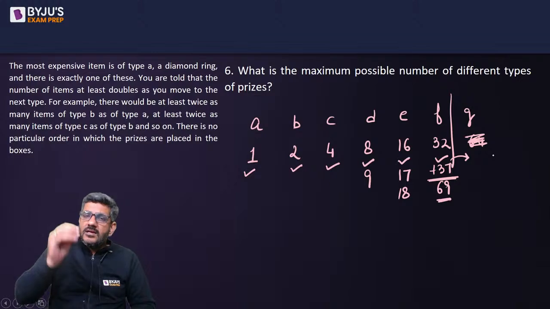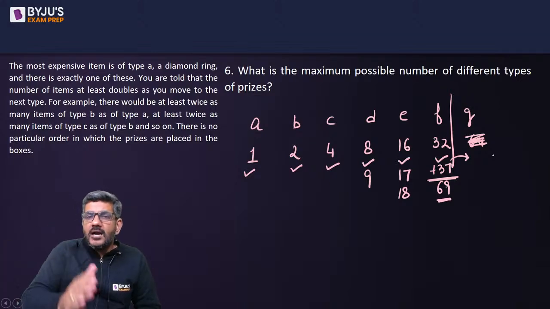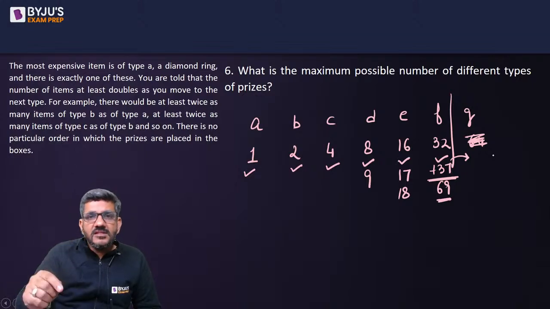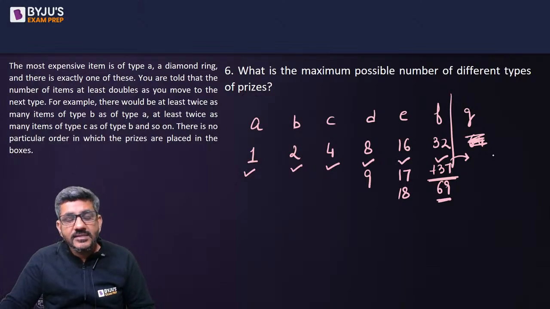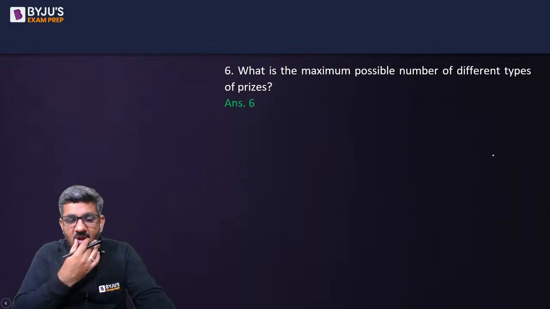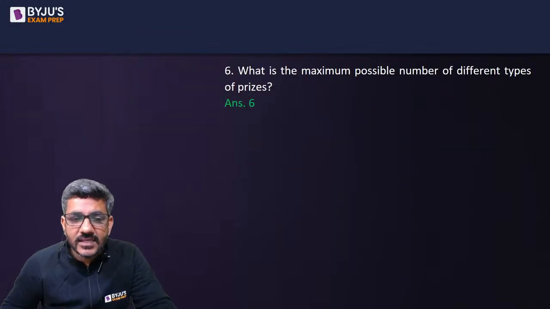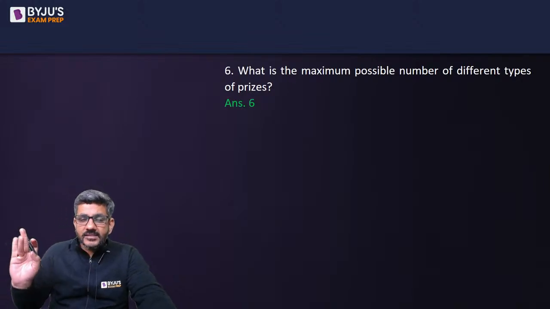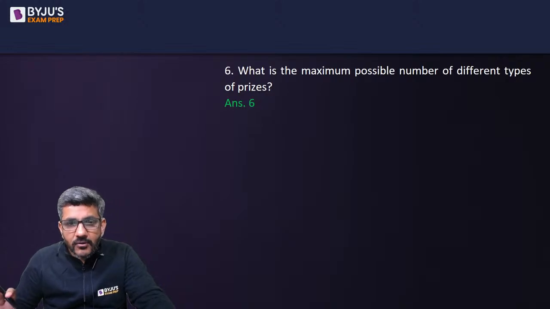The point is, types की जब मैं बात कर रहा हूं, I can't go above 6 because even if I take seventh type should have minimum 64 articles, and that makes the total as more than 100. So the maximum number of types that I can take is 6. That is the answer for question number 6. I hope it is understood to everyone. There is no doubt about it, right?